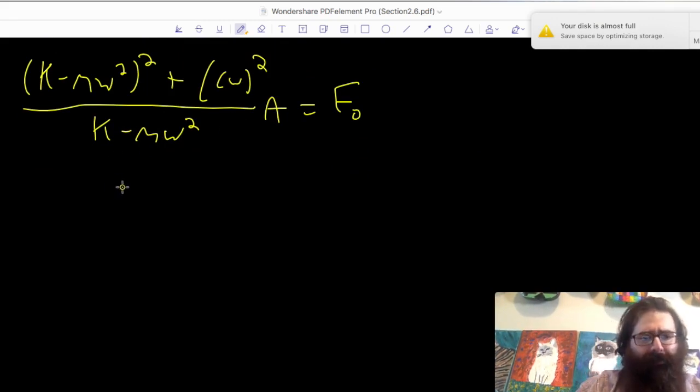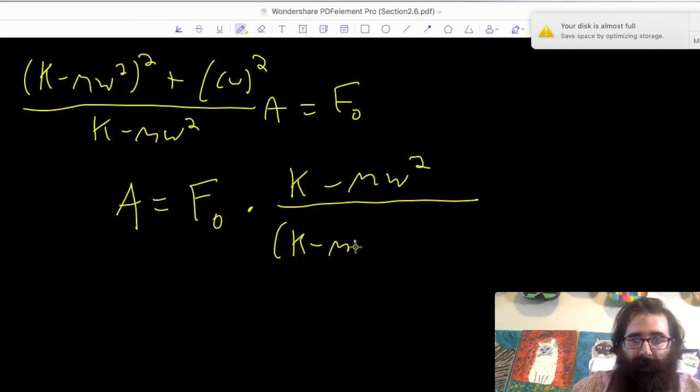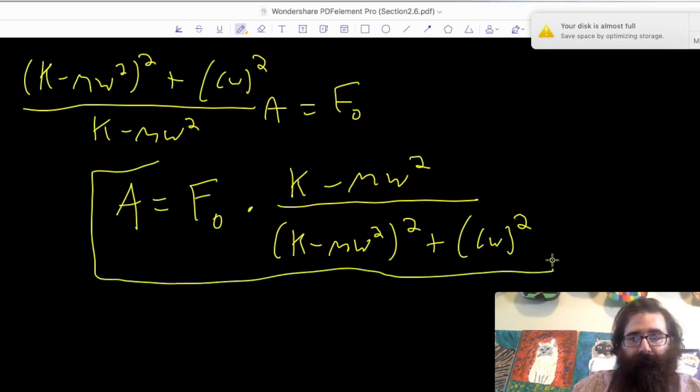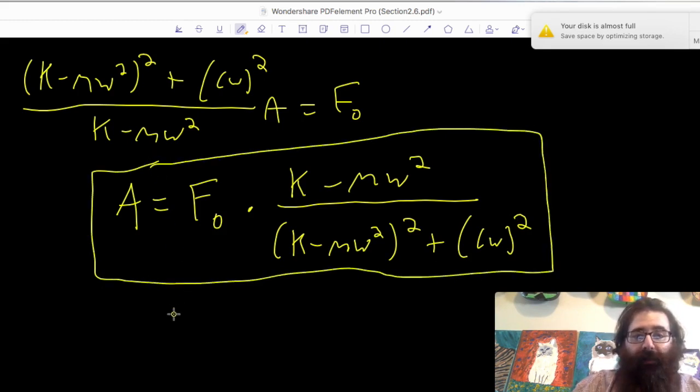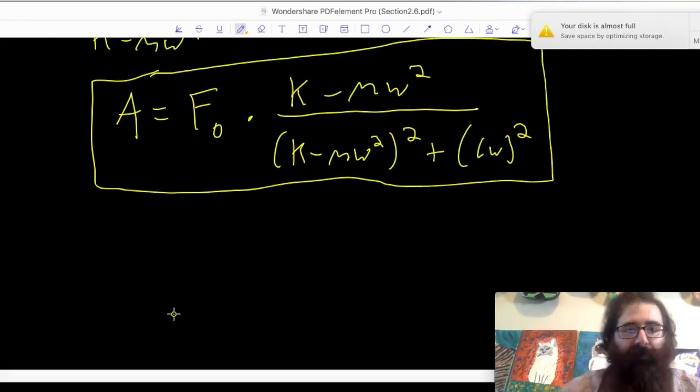So then a is equal to f sub 0 times, and the numerator is k minus m omega squared, divided by, multiplying by the reciprocal, so now this is in the bottom, (k minus m omega squared) quantity squared plus (c omega) squared. This is a. Now that I know a, I can find b. Let's find b.